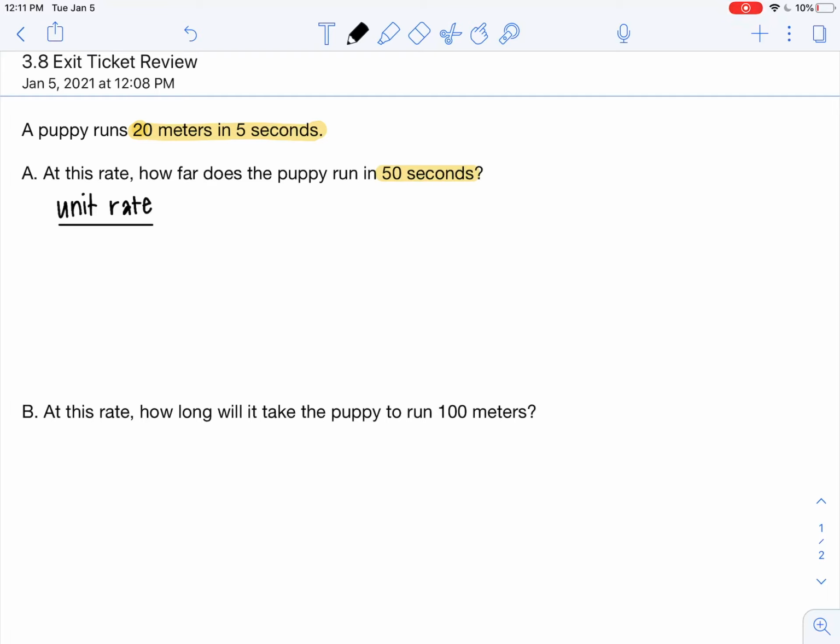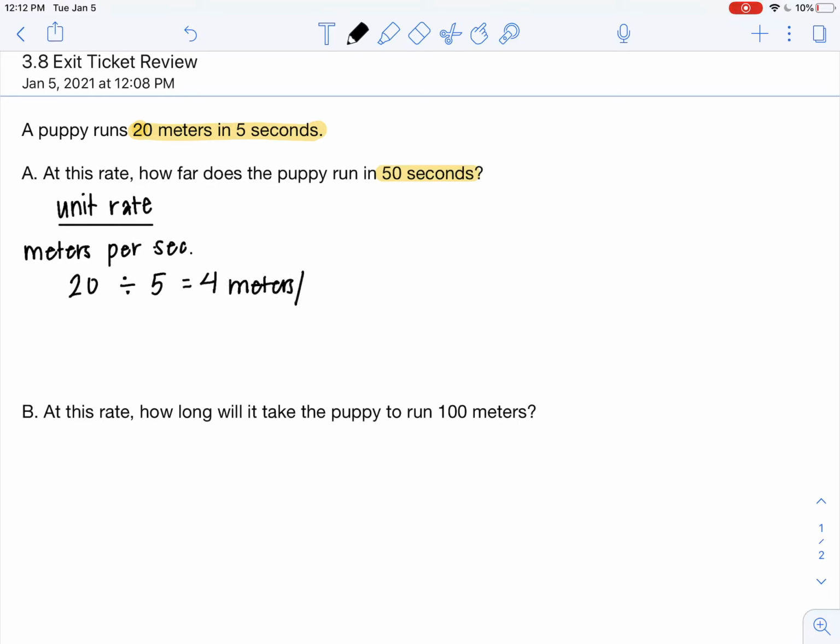If I know how many meters the puppy runs in 1 second, it's going to make it a lot simpler for me to figure out how far the puppy runs in 50. So if I'm looking for the meters per second, I know that that word per is a great hint that I'm going to be using division. I'm going to write meters per second. I'll divide 20 meters by 5 seconds, which tells me that this puppy is running 4 meters per second.